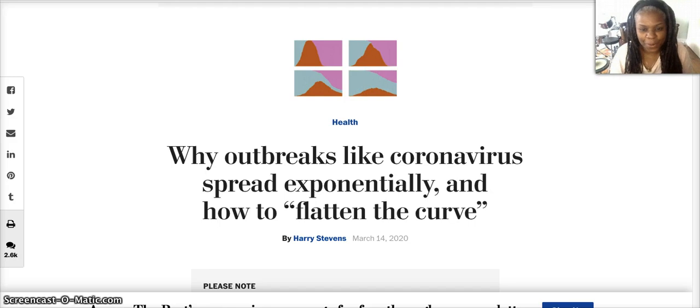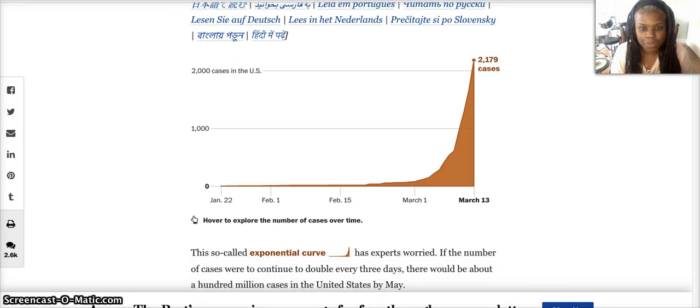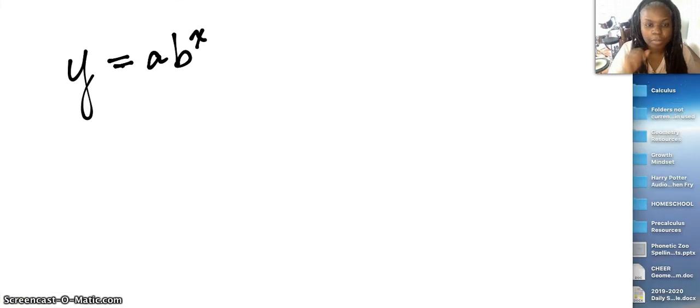Okay, so this article, written back on March 14th, creates models around the idea of the coronavirus and its spread. What we see here is this beautiful graph, which I hope you can identify as an exponential function. We remember an exponential function has the form y equals a times b to the x power. If you don't remember, a is just a coefficient.